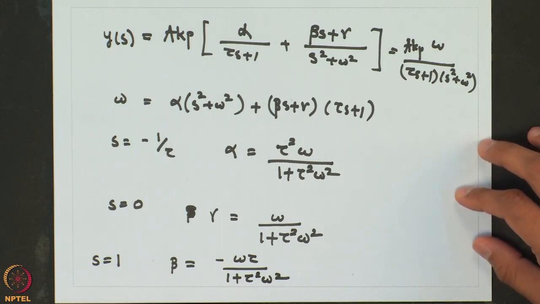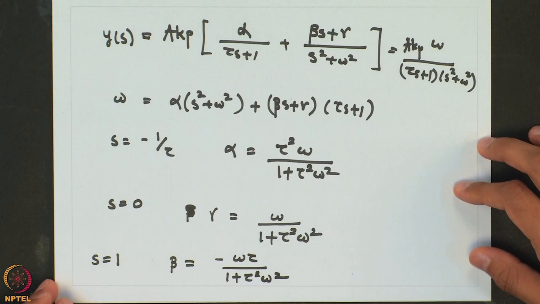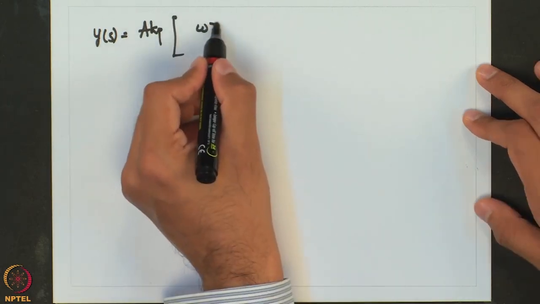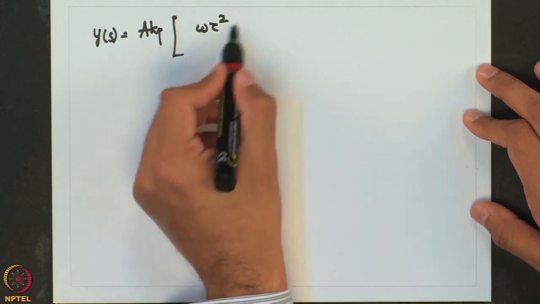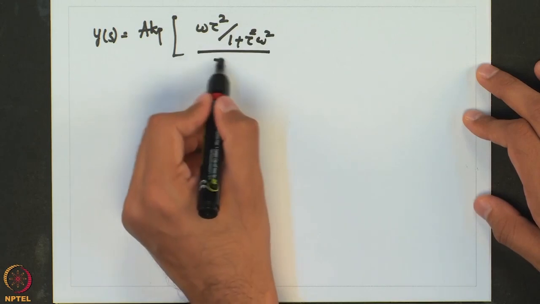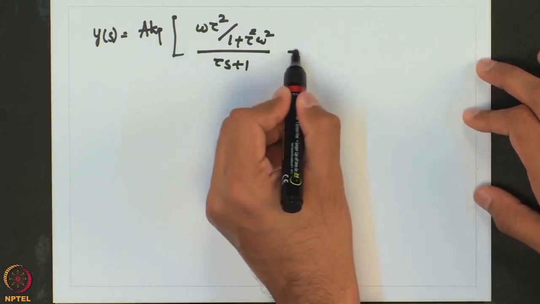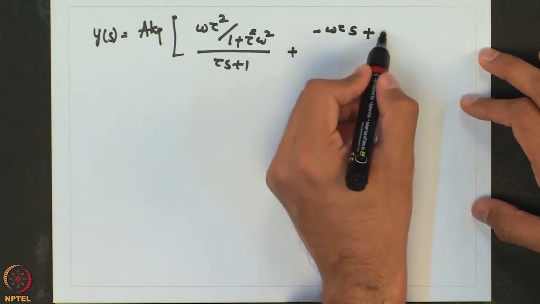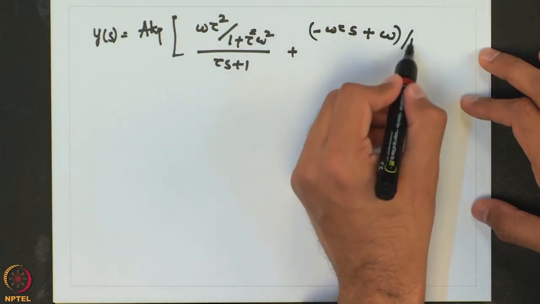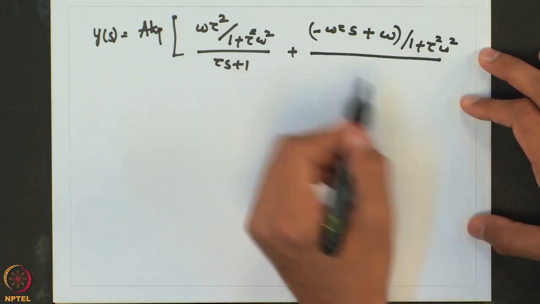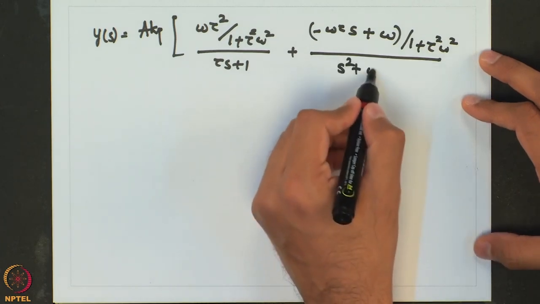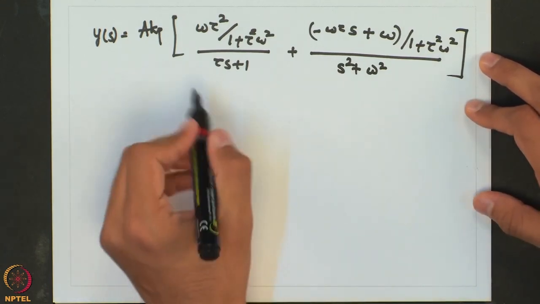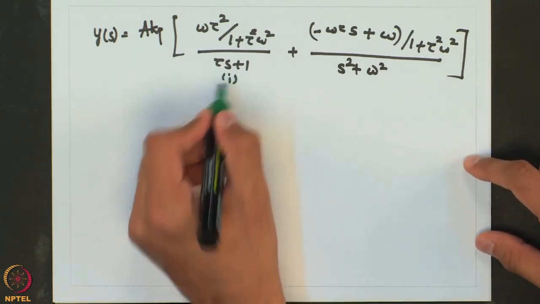So we can substitute all these into the original equation and try to see how the output looks like. So we will get Y(s) is equal to A Kp times omega tau square over 1 plus tau square omega square over tau s plus 1, plus minus omega tau s plus omega, whole divided by 1 plus tau square omega square, over s square plus omega square. Now let us try to individually look at all the terms. So let us call this term 1, this is term 2.